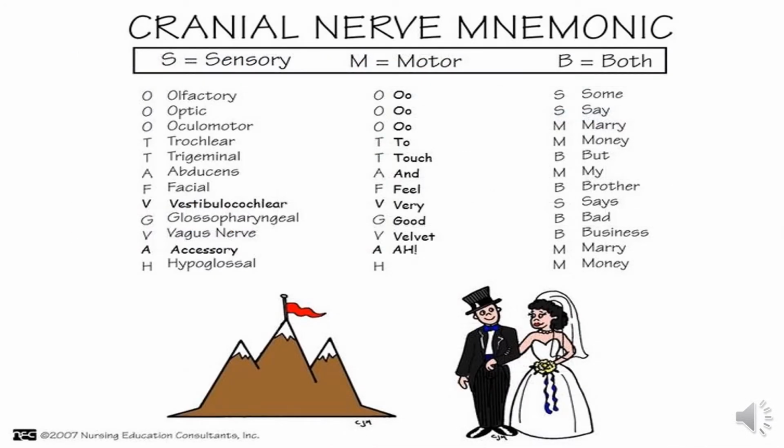Here you see a mnemonic that may help you to remember the 12 cranial nerves. It is divided into a mnemonic that will help you remember which cranial nerve you are using, and then if it is a sensory, a motor nerve, or both.